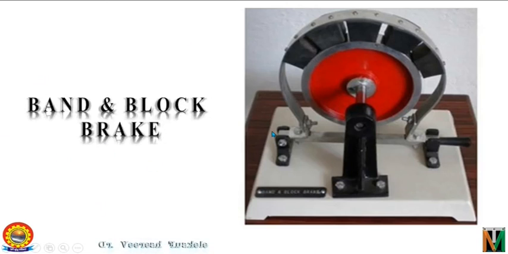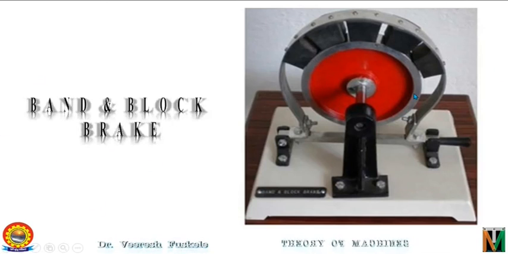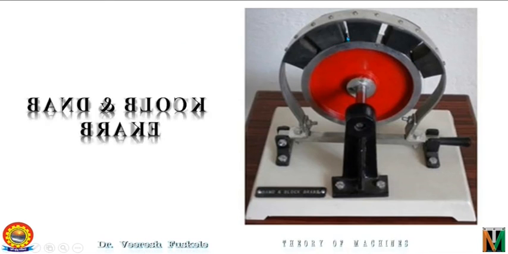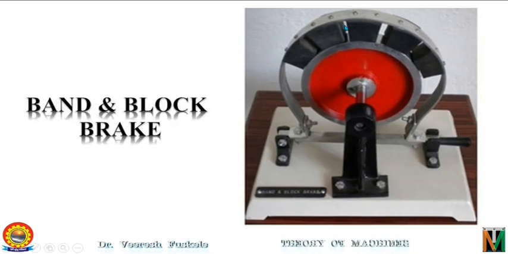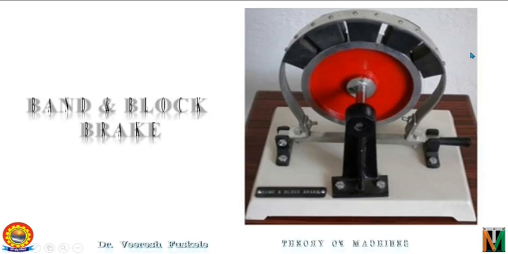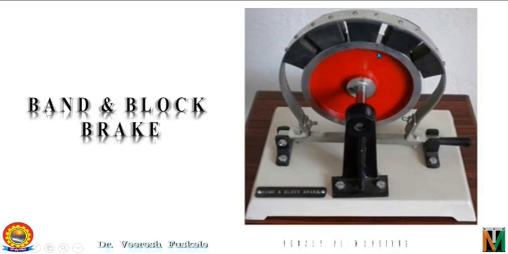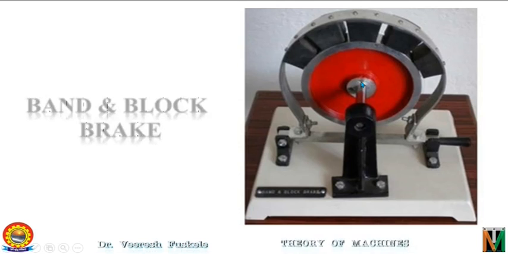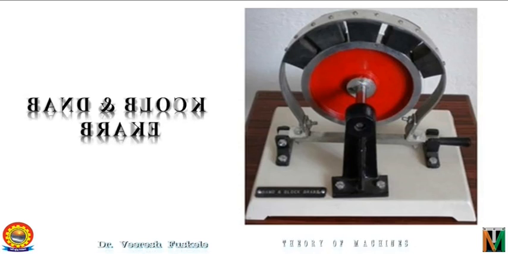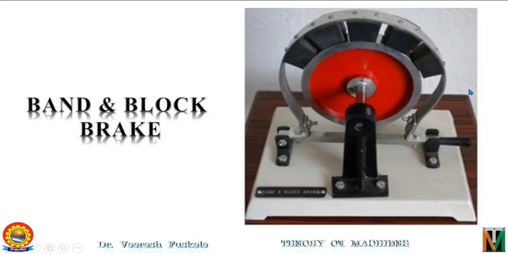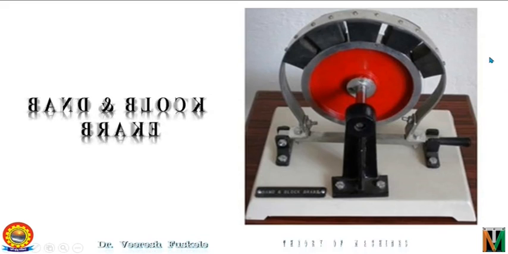Band and block brake. A band and block brake consists of a number of wooden blocks secured inside a flexible steel band. So these are the wooden or rubber blocks which are secured inside the band. When the brake is applied, the blocks are pressed against the drum. The two sides of the band become tight and slack as usual. Wooden blocks have a higher coefficient of friction, thus increasing the effectiveness of the brake.